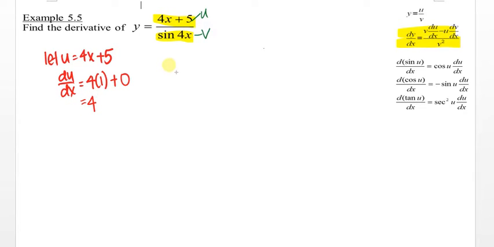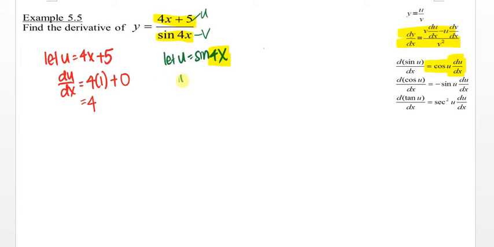Then we let v be equal to sine 4x. To differentiate sine 4x, we have the formula here, which is found in the formula sheet. The derivative of sine 4x is cosine 4x times the derivative of 4x. So sine u gives cosine u times du over dx. We also have to differentiate the 4x and multiply it to the derivative.